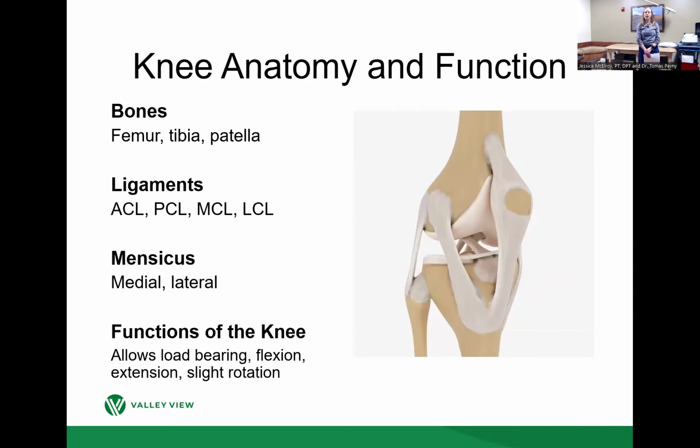First, let's take a look at the knee. The knee is comprised of bones, ligaments, meniscus, cartilage, and muscles. The bones form the skeletal framework of the knee. Those bones are the femur, the tibia, and the patella. Next are ligaments, which stabilize and prevent excessive motion. The ligaments of the knee joint are the ACL, the PCL, MCL, and LCL. There are two meniscus, medial and lateral.